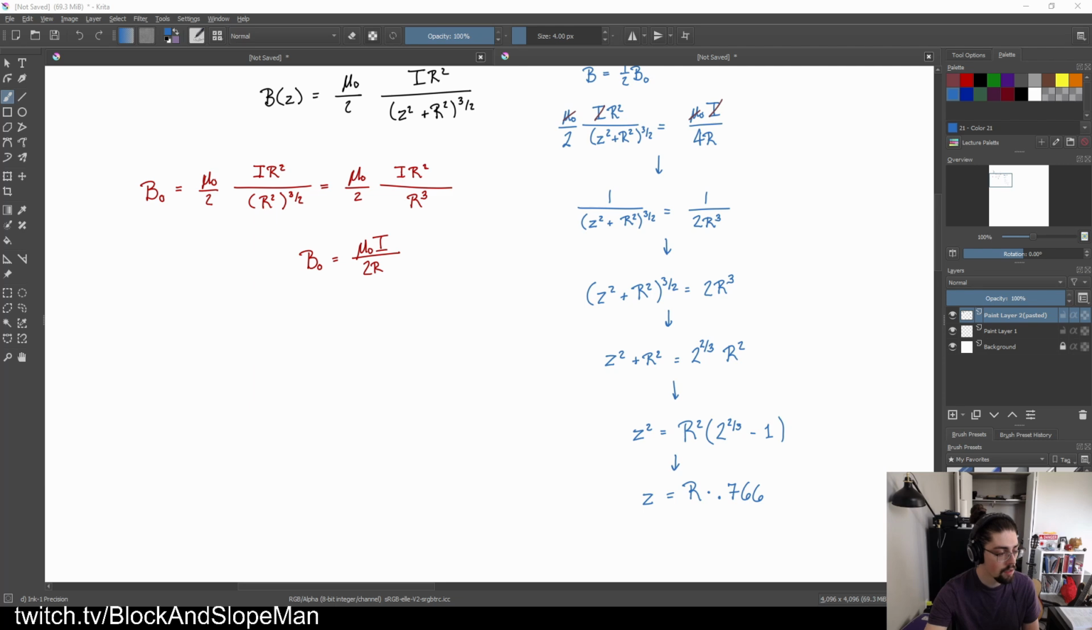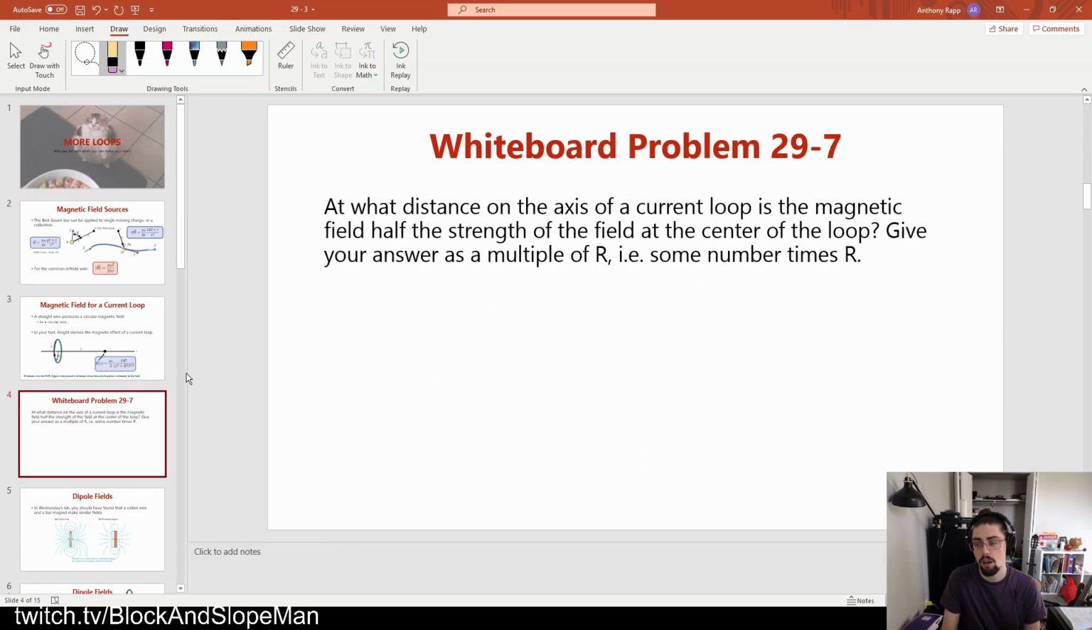And there we have it. Why the first z is equal to 0? Because the question is asking us for the field strength half at the center of the loop. So the first value that we're actually talking about here is right at the center, when z is equal to 0.